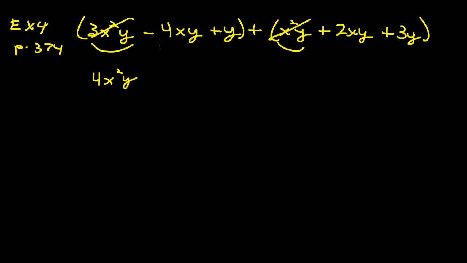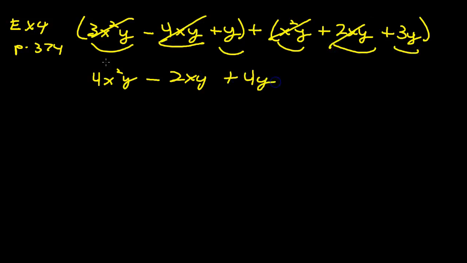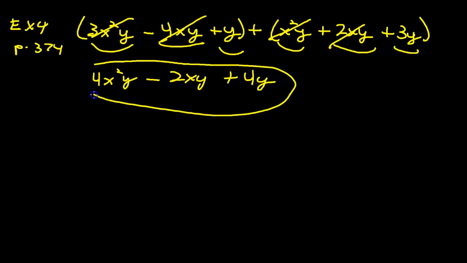How about the xy terms? Notice there's a couple of different xy terms with different coefficients. Those are like terms. Minus 4xy plus 2xy is going to be minus 2xy. Takes care of those two. And y plus 3y is plus 4y. That's 4x squared y minus 2xy plus 4y. Okay.